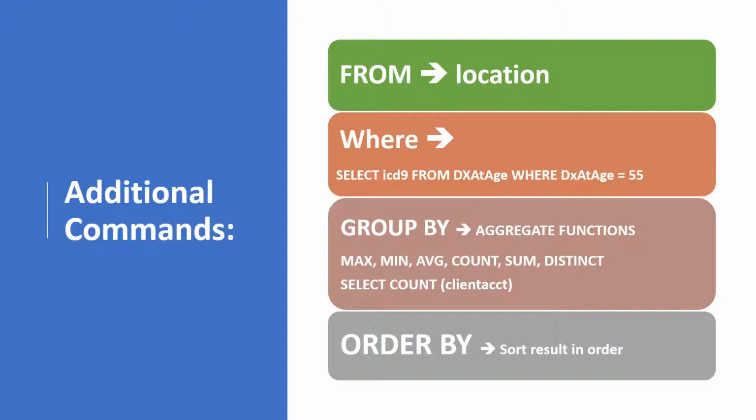The order by command sorts the result in order. Normally, the database picks an ascending order. If we want it in descending order, we have to specify that.